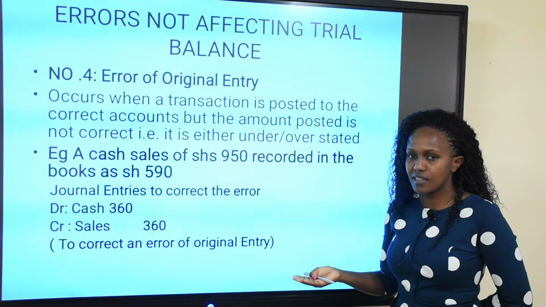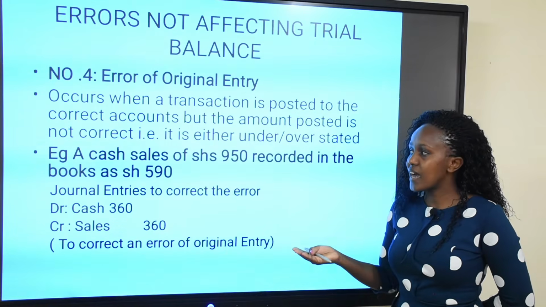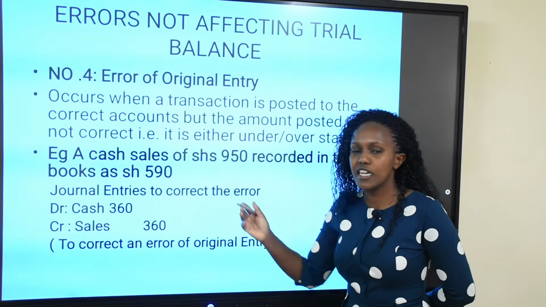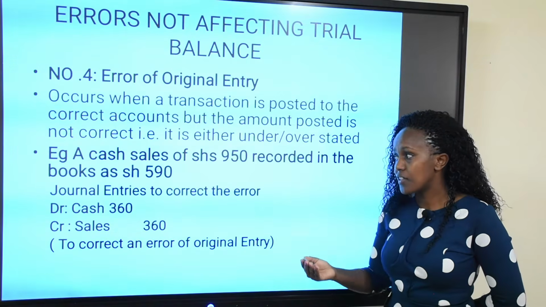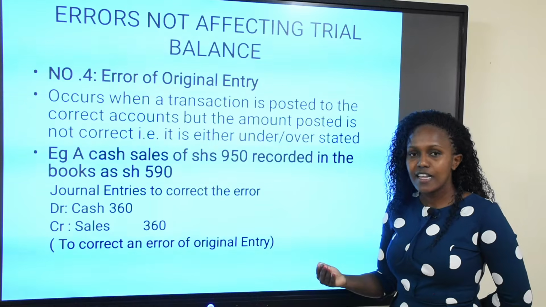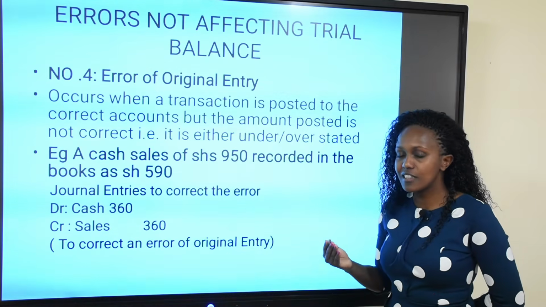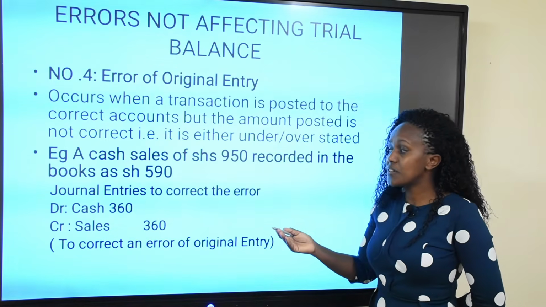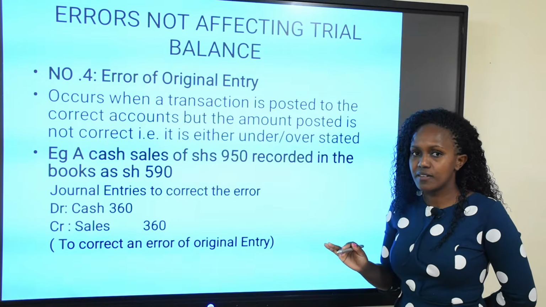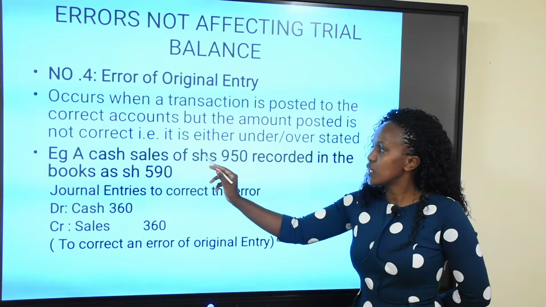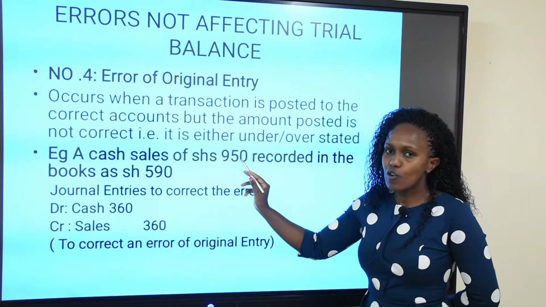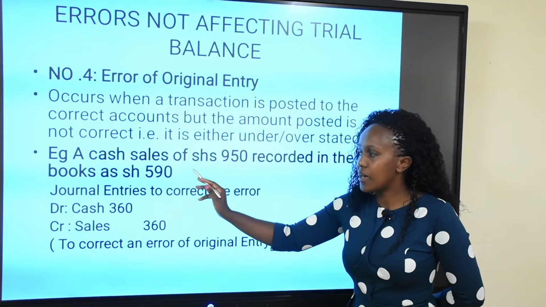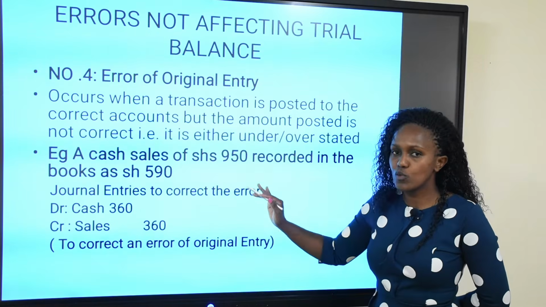Therefore, we can see that the two accounts are undercast. They have less. They have less by 360. 360 is the difference between 950 and 590. So the two accounts here, the cash and the sales, they are undercast by shillings 360. So we need to increase them by the amount of the error. So for them to be equivalent to 950, considering they already have 590, we are going to add the amount of 360 to each of those two accounts.